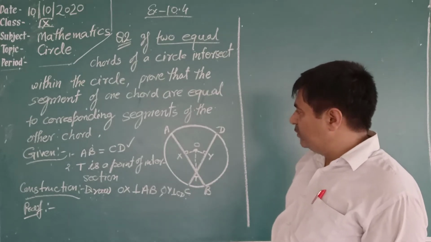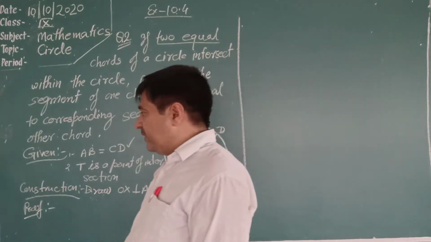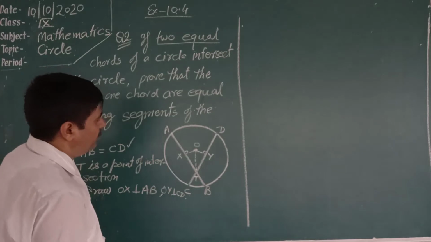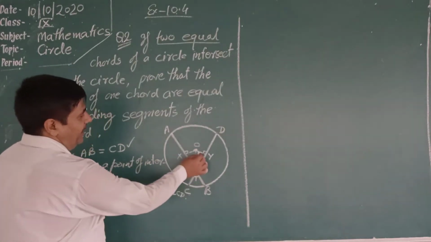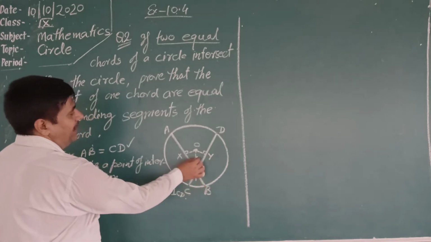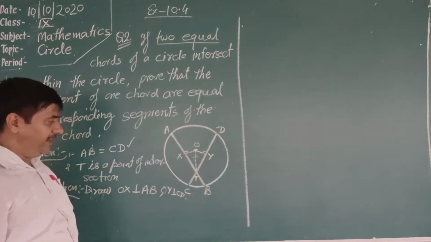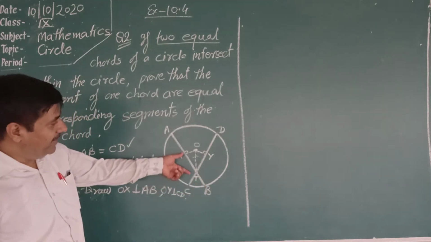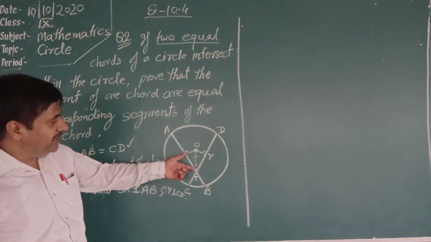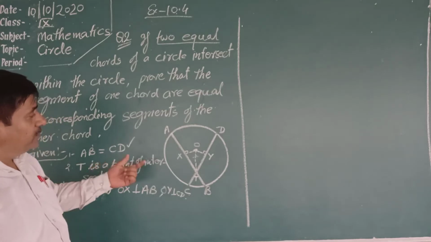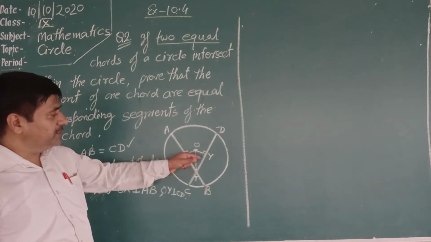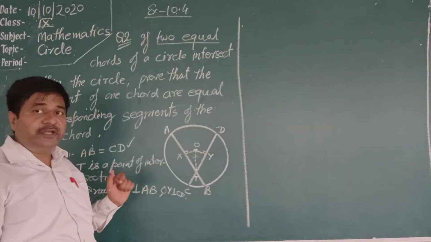Now to prove, first we prove that triangles OXT and OYT are congruent. Then by CPCT we will prove XT is equal to YT. So through CPCT these two will become equal.